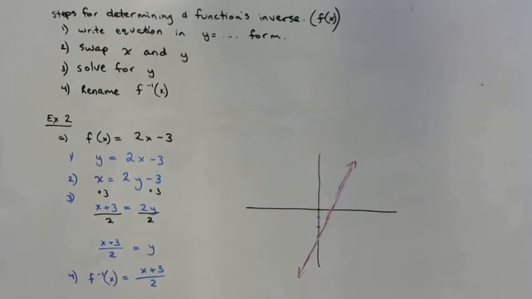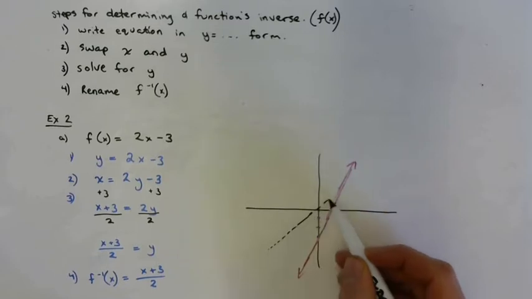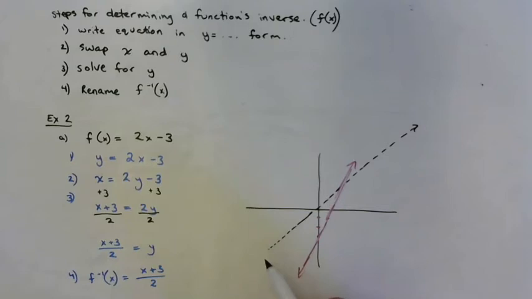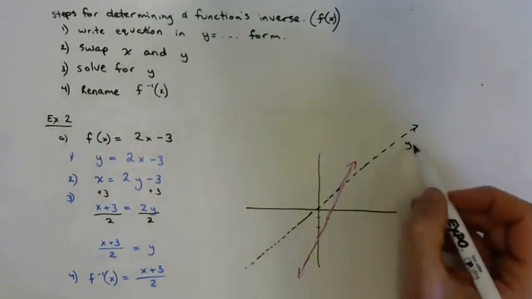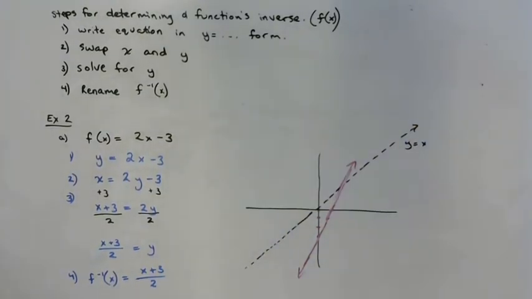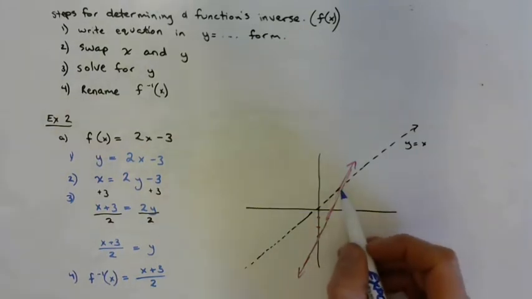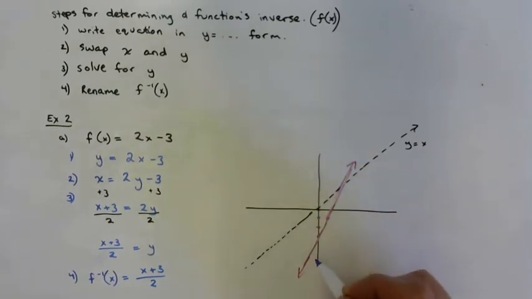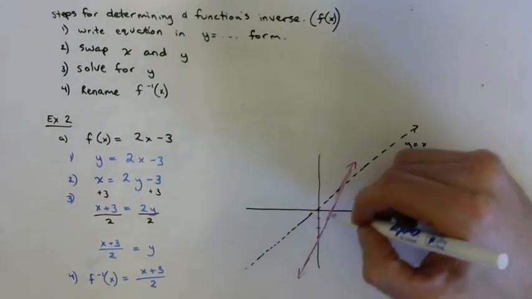Now, how do you think we're going to determine the inverse function, the graph of the inverse function? Well, you see, it's probably just 3 and negative 2. The graph of the inverse function is going to be a reflection over the line y equals x. So every point along our pink line is going to get reflected over the line y equals x.